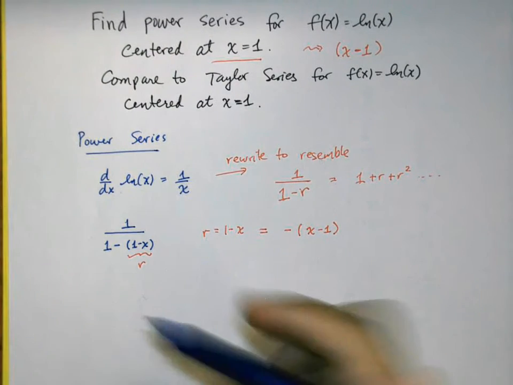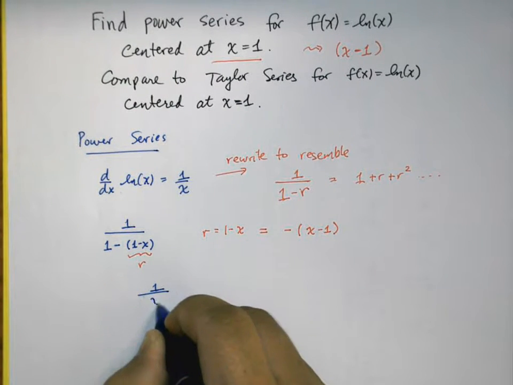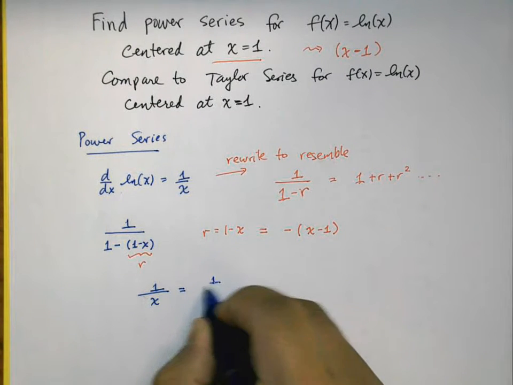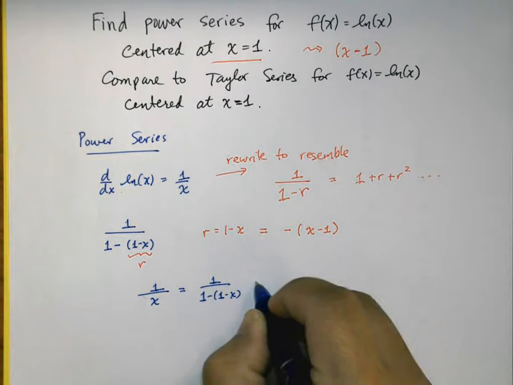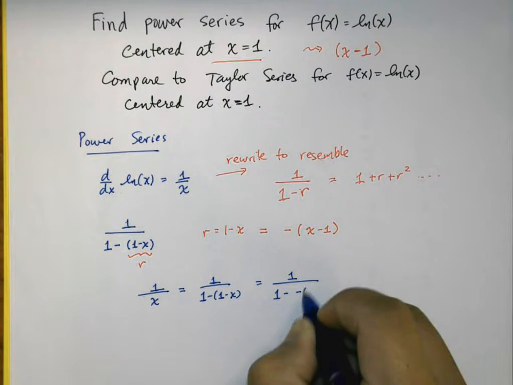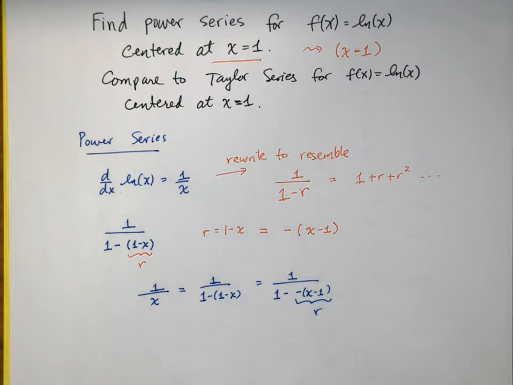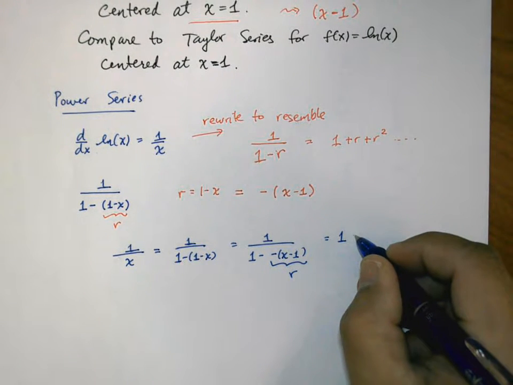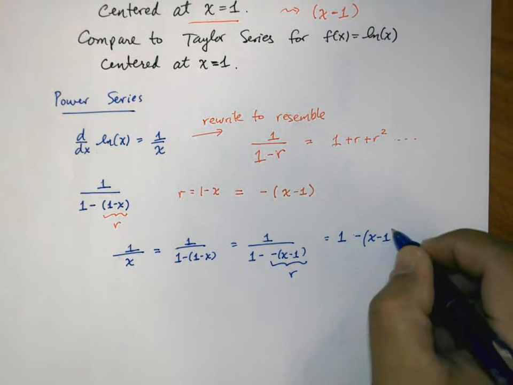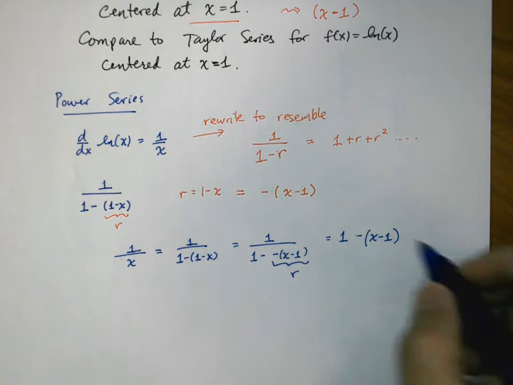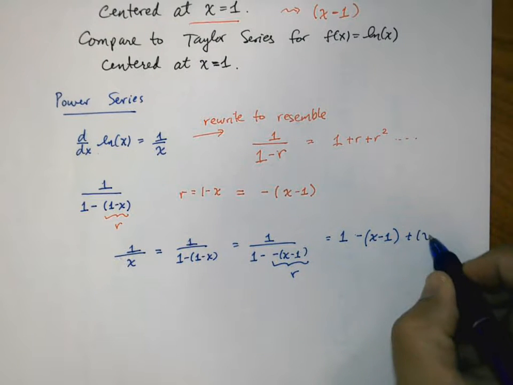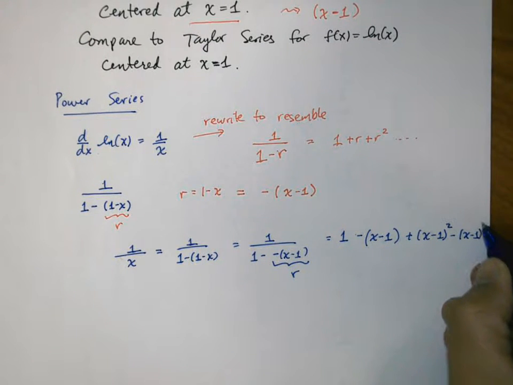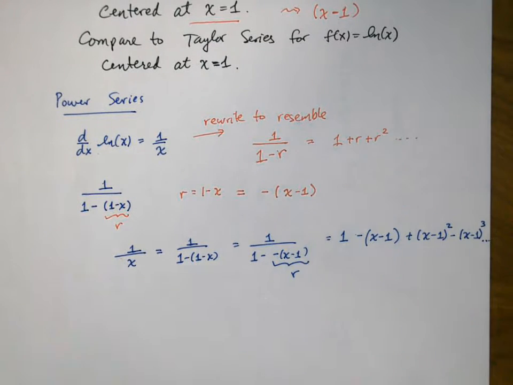And so now 1 over x is really equal to the power series representation. Let me write this whole thing out. It is equal to 1 over 1 minus quantity 1 minus x, which is really equal to 1 over 1 minus negative x minus 1. So this whole thing here is our r, and now it allows us to expand this fairly quickly. So this is equal to 1 plus r, and with r being negative x minus 1, this is r plus r squared, and once we square this, the negative sign goes away, plus r to the third, and this will go on to infinity.